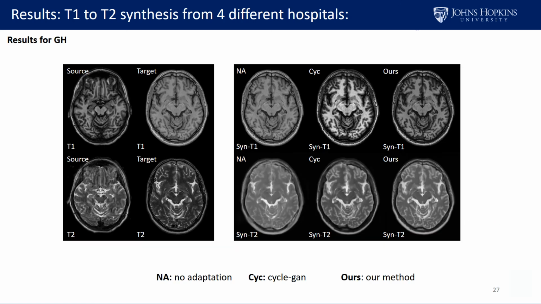This is the visualization of the T1 to T2 synthesis. On the left are the source and target real T1 and T2 images. On the right top are the CycleGAN adapted image and our adapted image using the pixel level adapter. The right bottom is the synthesized results. We achieved visually comparable results with CycleGAN while much better than no adaptation.